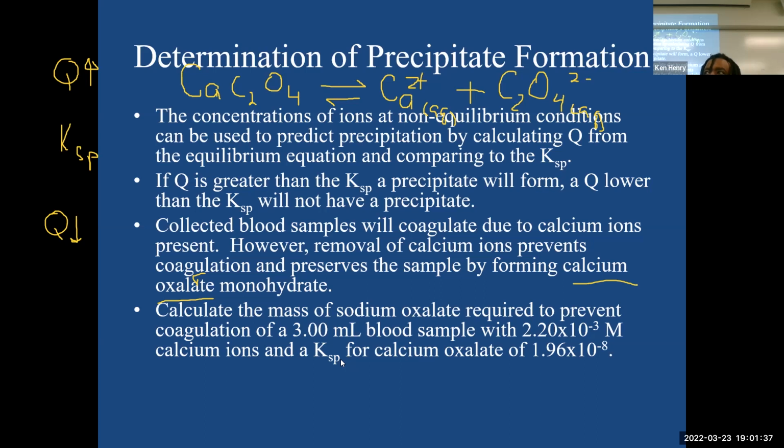Okay, so we want to calculate the mass of sodium oxalate required to prevent coagulation of 3 mL. So how would I do that? So let's calculate the mass of sodium oxalate required to prevent coagulation of a 3.00 mL blood sample with 2.20 times 10 to the minus 3 molar calcium ions.